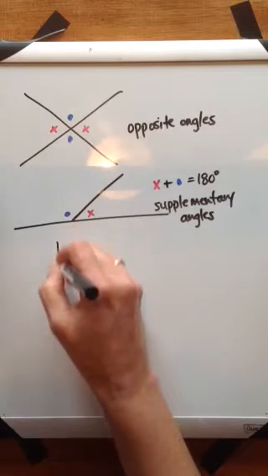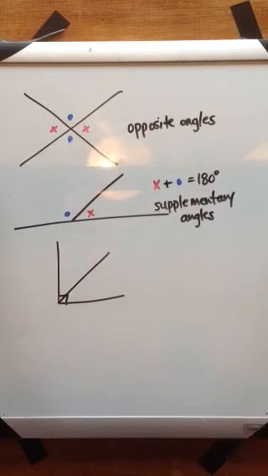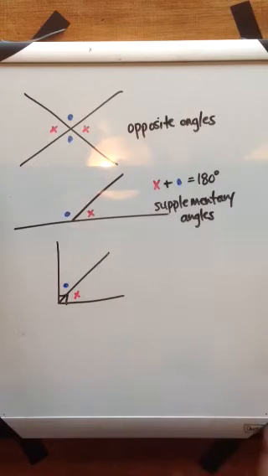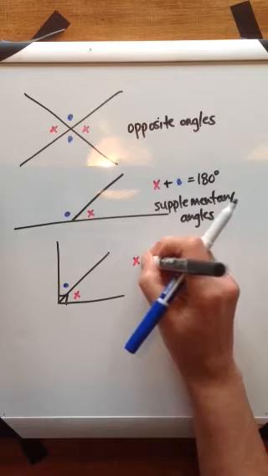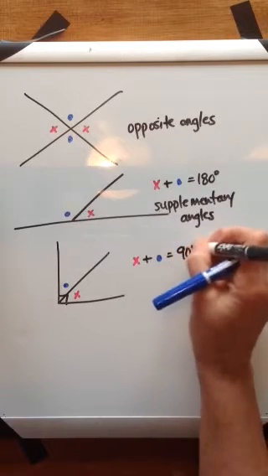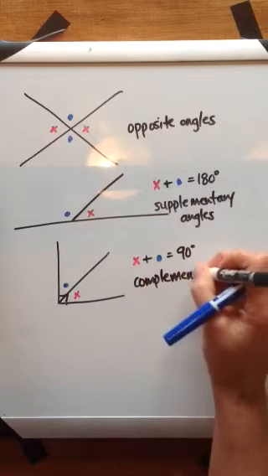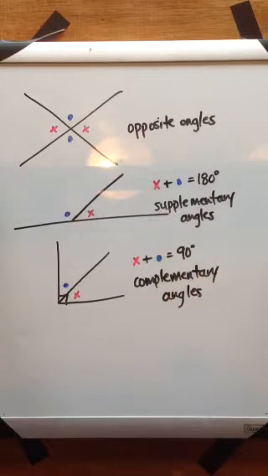A similar relationship exists between two angles that are the result of cutting a corner into two pieces, and they don't have to be identical in size. They could be. They would both be 45s in that case. But we also know that angle X plus blue circle are equal to 90 degrees. And these are called complementary angles. All right, so some simple angle relationships not relating to parallel lines.